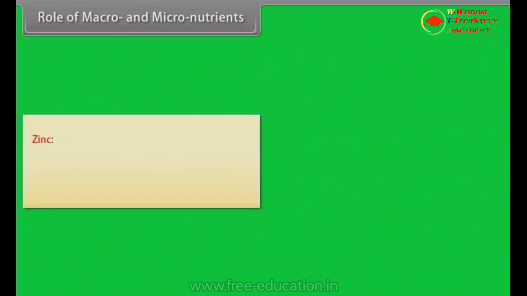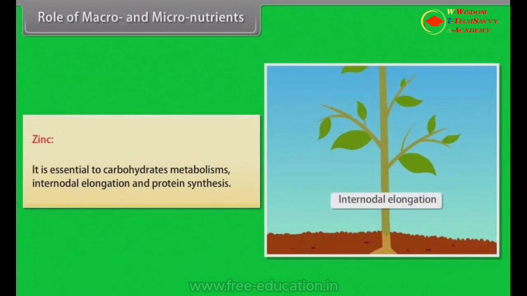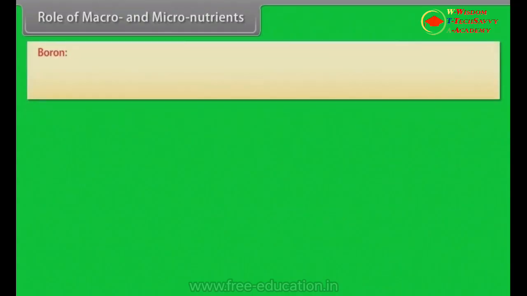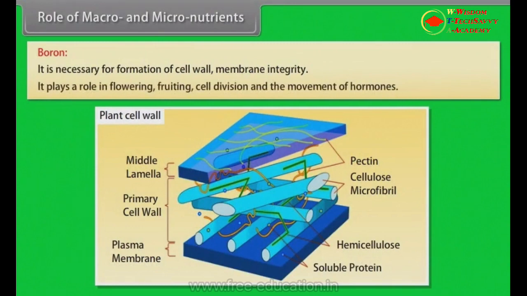Zinc. It is essential to carbohydrate metabolism, internodal elongation and protein synthesis. Copper. It is present in roots and plays a role in nitrogen metabolism. It is a component of enzymes that use carbohydrates and proteins. Boron. It is necessary for formation of the cell wall and membrane integrity. It plays a role in flowering, fruiting, cell division and the movement of hormones.